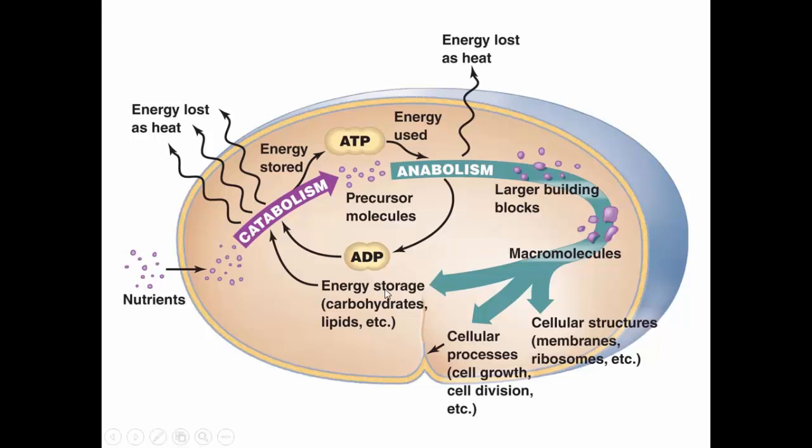In this picture, we see an overview of metabolism. Nutrients come into the cell and they're broken down. We get energy, some of which is stored in ATP, and some of which is lost as heat. Energy can neither be created nor destroyed, simply change its form. Later on, some of this ATP energy can be used in anabolism, where we build larger molecules from smaller ones. These macromolecules can be cellular structures. They can be used for cellular processes like cell growth and division, or they can be converted to other macromolecules like carbohydrates and lipids, which may even go back into a catabolic reaction.